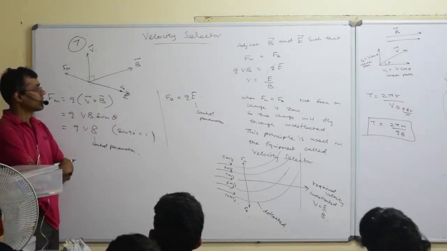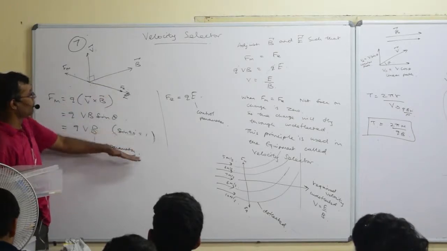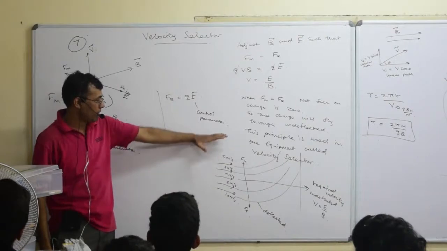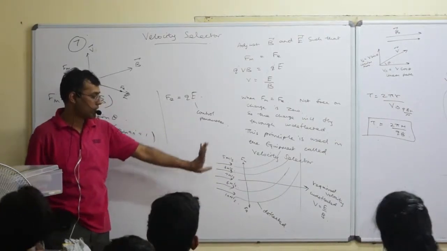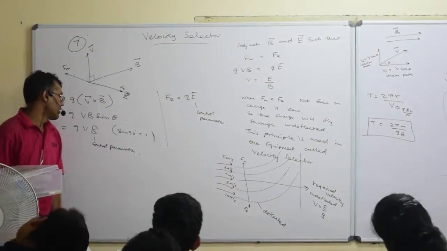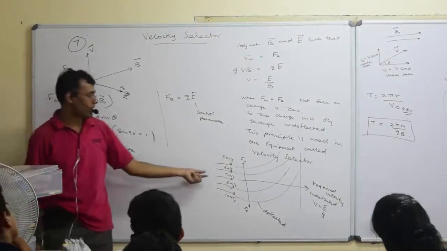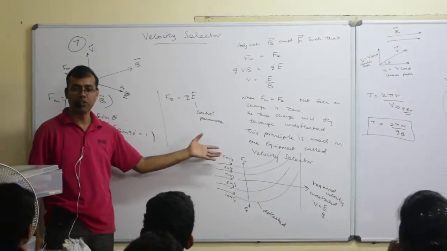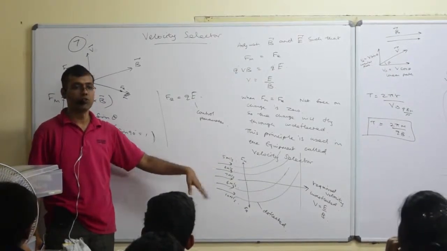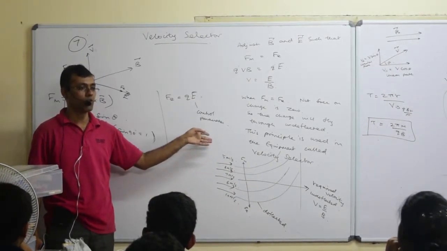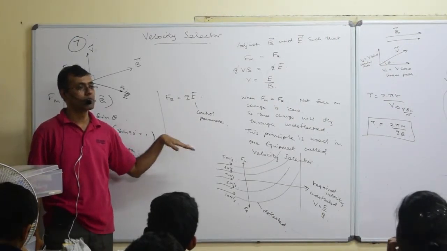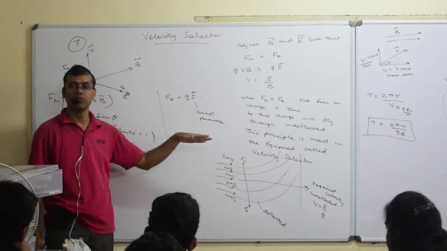Okay. So I hope you are able to follow up to this, right? No issues. Maybe you may have some trouble understanding this, but basically only one particular velocity will be equalized, Fm is equal to Fe. All the other velocities will not be equalized, which means they will experience some force. If they experience a force, they will be deflected from the straight line path. Following what I'm saying?